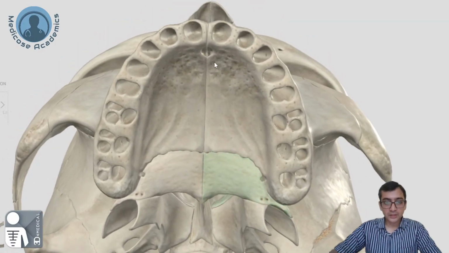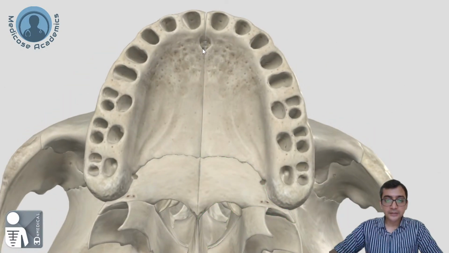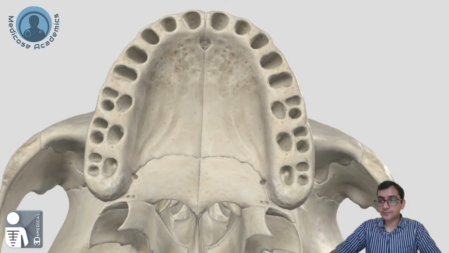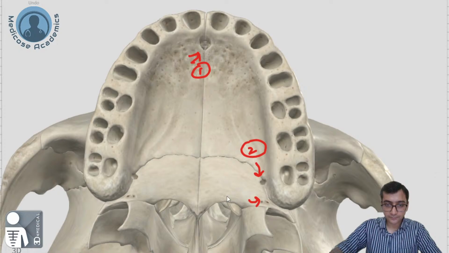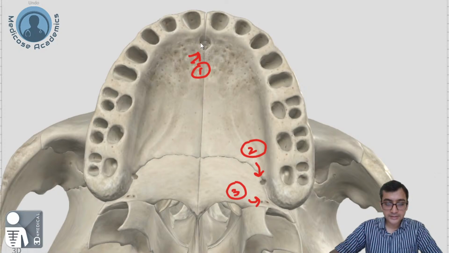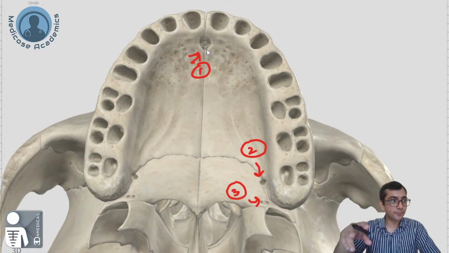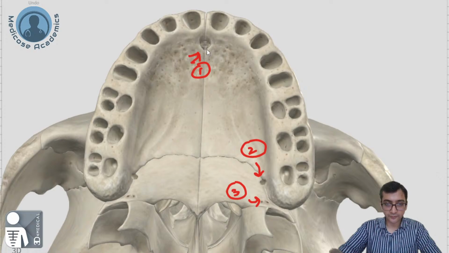First, I will discuss the three openings that are present here: opening number one, opening two, and opening three. This opening right here is called the incisive foramen. The incisive foramen leads to a pair of incisive canals; the right one goes to the nasal cavity, and the same for the left one.